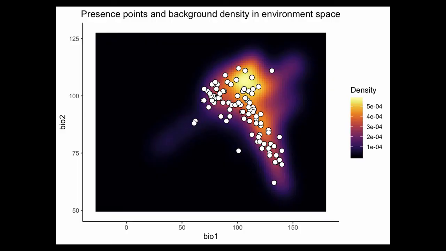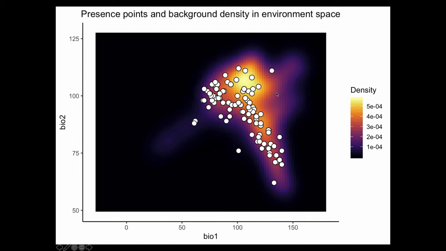All right, so what we're doing here is trying to contrast the places we've seen our species in environment space, which is what these points are, with the places we haven't seen them. So what I've done here is plot essentially the density, or the frequency, at which we observe different combinations of these environmental variables in our training region.